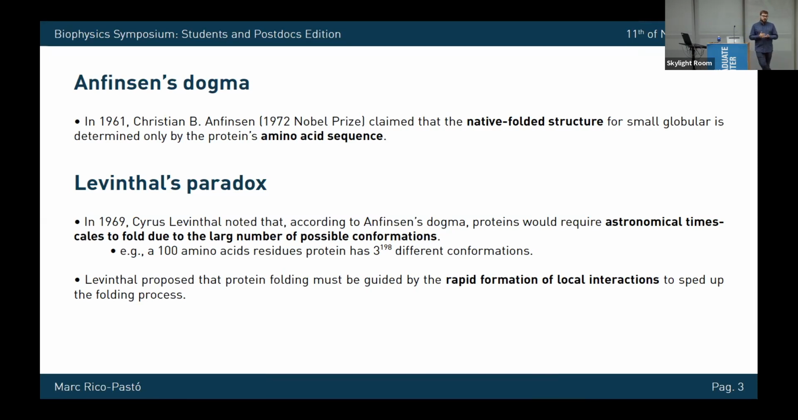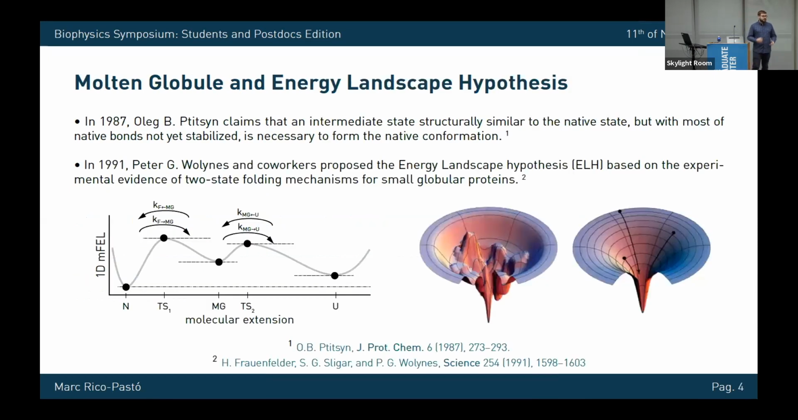So, according to this experimental evidence, Levinthal proposed that protein folding must be guided by the rapid formation of local interactions to speed up this process. Two of the most accepted hypotheses that explain how proteins fold are the molten globule and the energy landscape hypotheses. The molten globule hypothesis was proposed in the late 80s by Oleg Ptitsyn, claiming that an intermediate state similar to the native state, but with most of the native interactions not yet stabilized, is necessary to form the native structure.